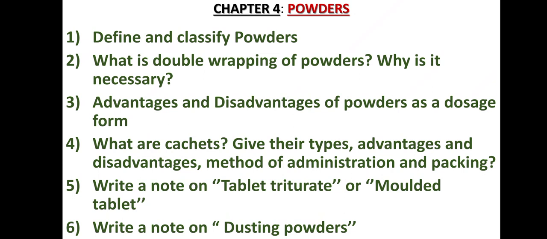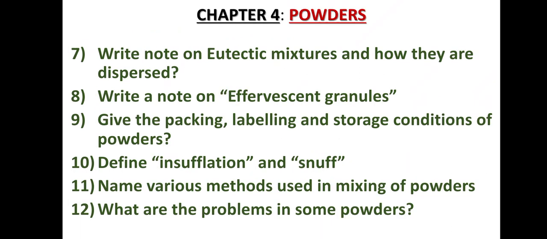So these are the 6 important questions in chapter number 4, that is powders. So there are also some important 6 questions. Question number 7, write note on eutectic mixtures and how they are dispersed. Question number 8, write a note on effervescent granules.